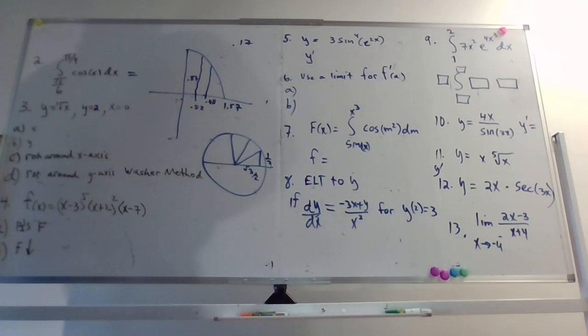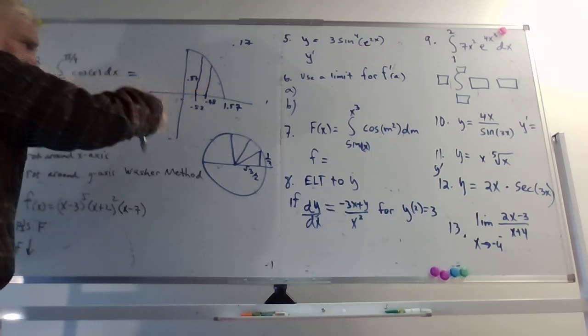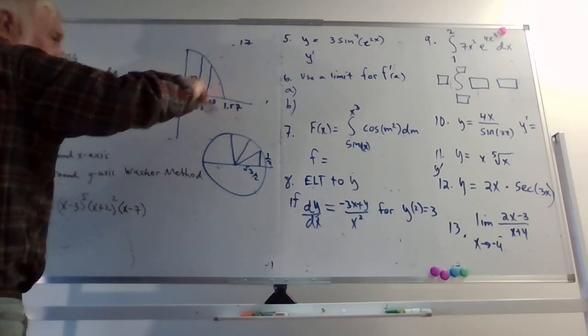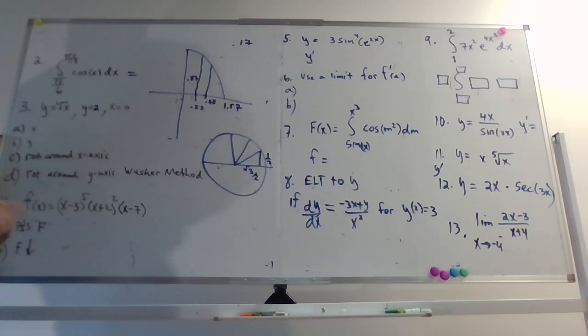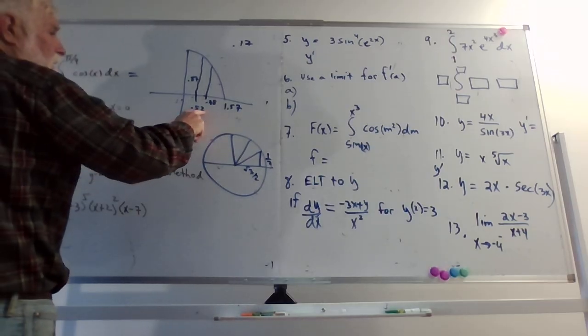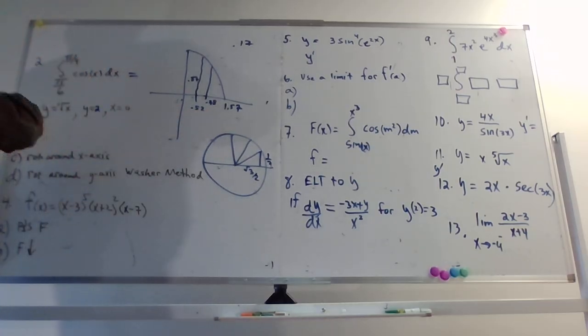Okay, so I did look at this, and I played with it, doing the drawing that I'm doing right now. And then this one at pi over 4 is root 2 over 2.